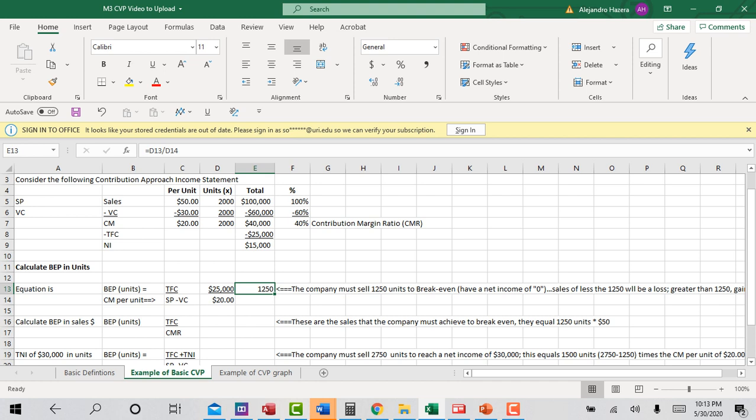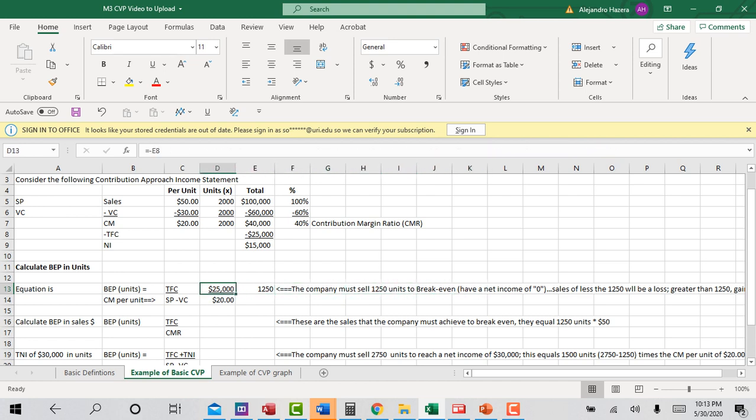So this is the important number, break even. Given this company's cost structure, variable cost per unit, and sales price, they have to sell 1,250 units to break even. Beyond that, they make money. Keep in mind, I don't have a dollar sign here because this is units. There it is right there, 1,250 units.